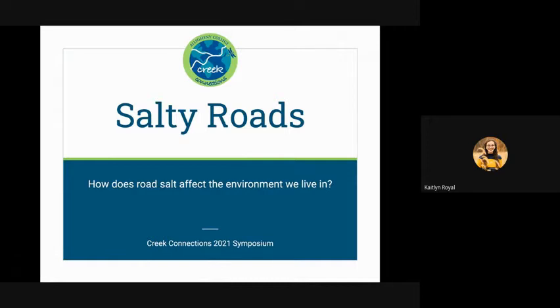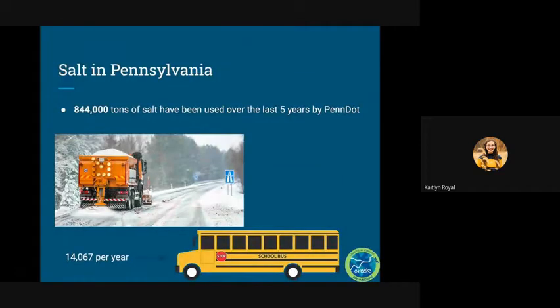As many of you have seen, salt is used in the winter to make the roads safer for those driving. In Pennsylvania, PennDOT has used 844,000 tons of salt in the past 5 years. That's about 168,800 tons per year, which is equivalent to 14,067 school buses per year. That's a lot.